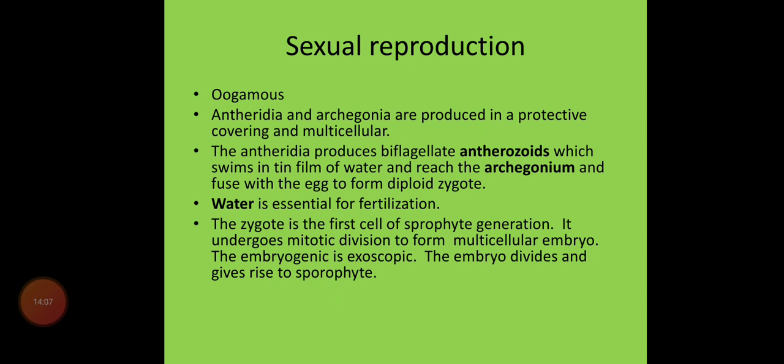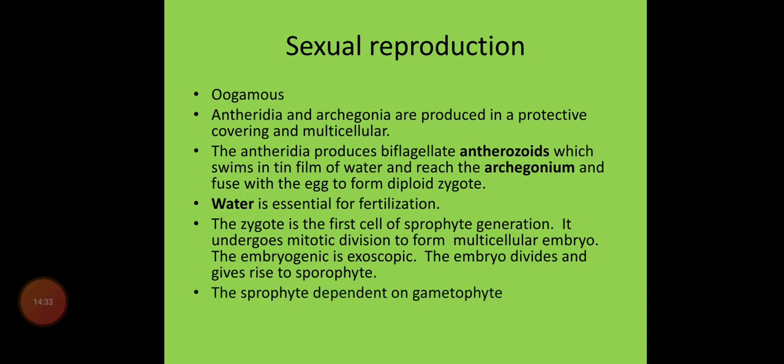The zygote undergoes mitotic cell division to produce a multicellular embryo-like structure. That's why they are also known as embryophytes. Embryogeny is exoscopic. We can observe the embryos in bryophytes. The embryo divides and gives rise to a sporophyte. From the embryo, they develop into a sporophyte.